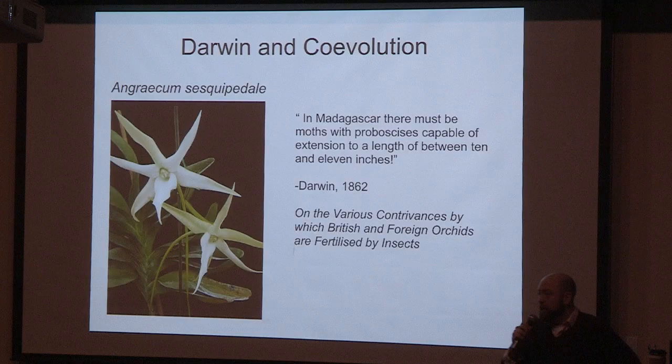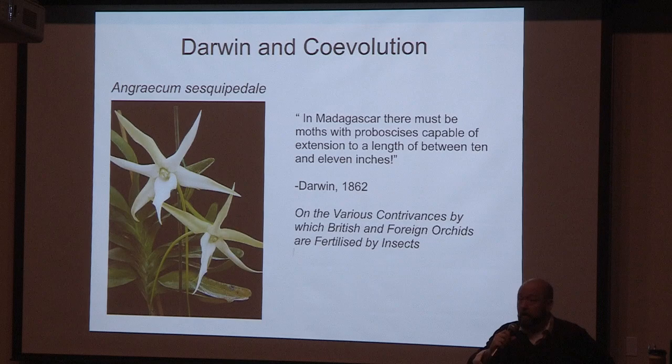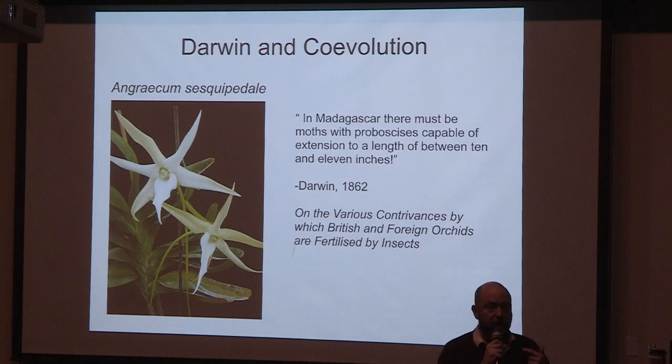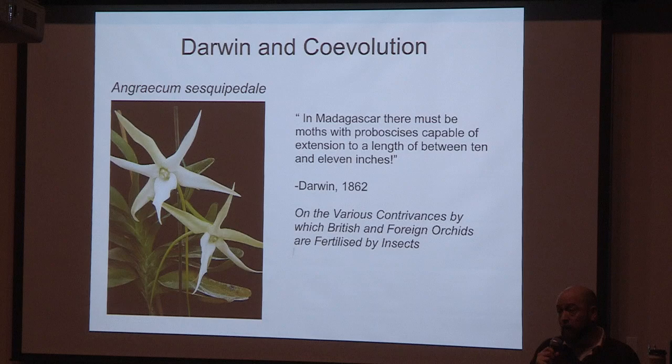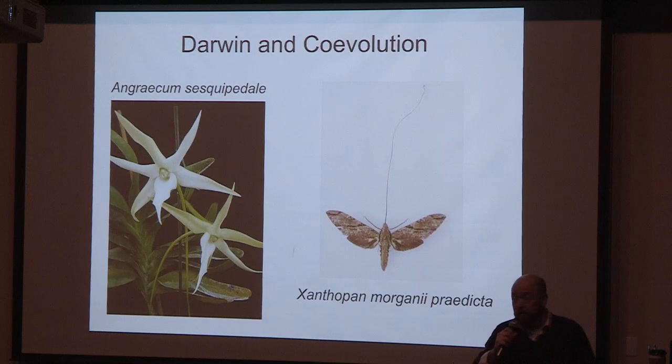And he knew that often orchids are pollinated by moths, something called hawk moths. And he said, you know what, I'll bet that in Madagascar, where these plants grow, somewhere there's a moth that has a tongue that's a foot and a half long. Yeah? And in fact, 30 years later, someone discovered this moth called Xanthopan morganii praedicta, predicted because Darwin predicted its existence.